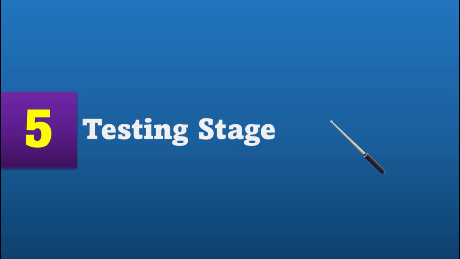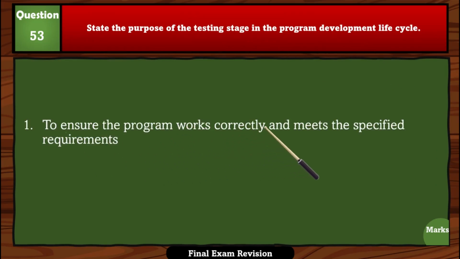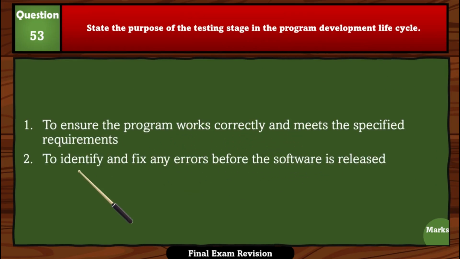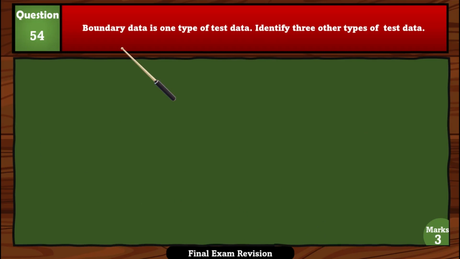Topic 5. Testing stage. Question 53. State the purpose of testing stage in the program development lifecycle: to ensure the program works correctly and meets the specified requirements, to identify and fix any errors before the software is released, to verify that input produces correct output.